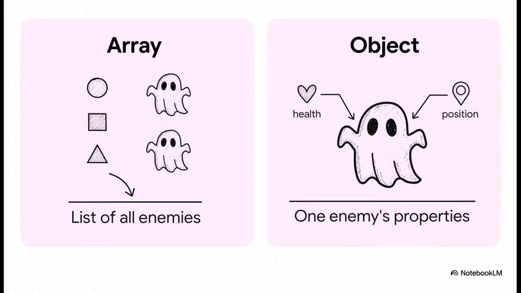This slide makes that difference crystal clear. You'd use an array, a numbered list, to keep track of all the bullets currently flying across the screen. But you'd use an object, a named list, to describe one specific player with their own unique health, score, and name. One is for a group of things, the other is for the details of a single thing.